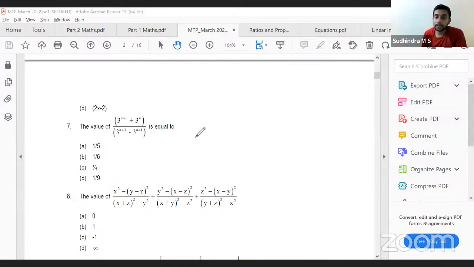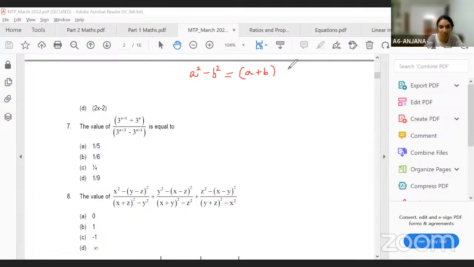What is that property? All these are in which form? A square minus B square. Correct. So what is A square minus B square? It can alternatively be written as A plus B into A minus B. Just represent all these in the format of A plus B into A minus B, you'll get the answer.